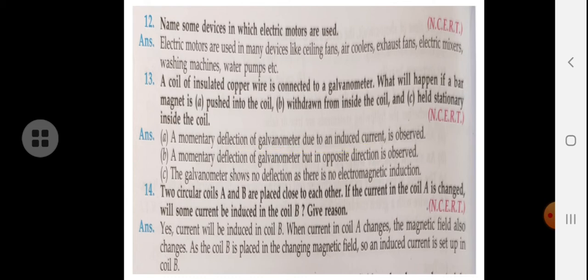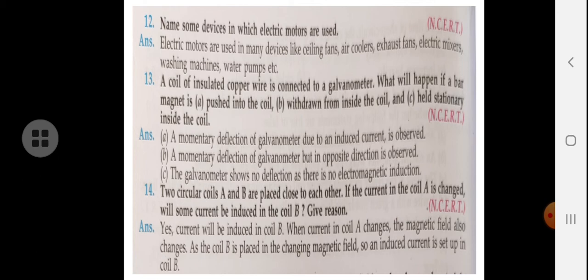In the same way, when we withdraw the bar magnet from the coil, again there is a change in magnetic field lines and induction of current. That's why there is a momentary deflection of the galvanometer, but in the opposite direction. And third is when it is held stationary. If it is held stationary, there is no movement, no relative motion, so no change in magnetic field lines, no induction of current. So we will write that the galvanometer shows no deflection, as there is no electromagnetic induction.